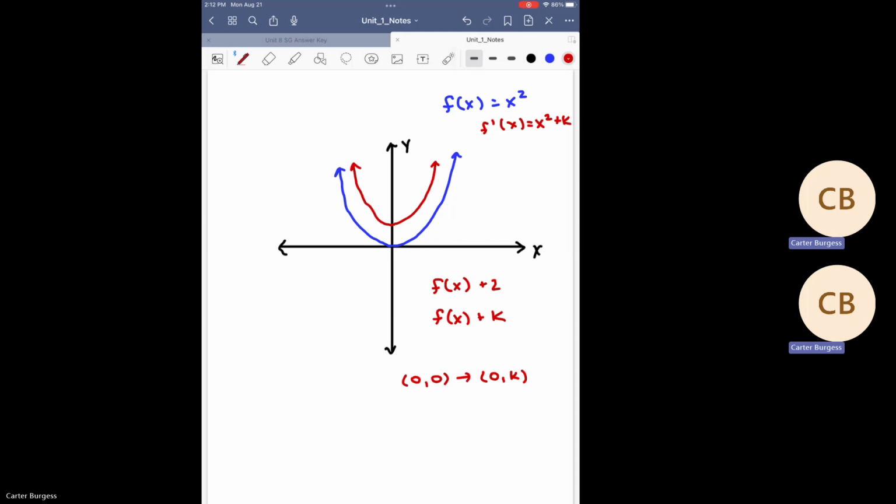The reason why I want to highlight shifting the origin in particular is because, and we'll see this as we start to work in Unit 2, oftentimes our parent function isn't defined at 0, but maybe it has some really interesting properties at 0. Maybe we have a horizontal asymptote that cuts through the origin. We have a vertical asymptote that cuts through the origin. And so even though our function isn't defined at this particular value, it can still be very useful to track where the origin is moving.